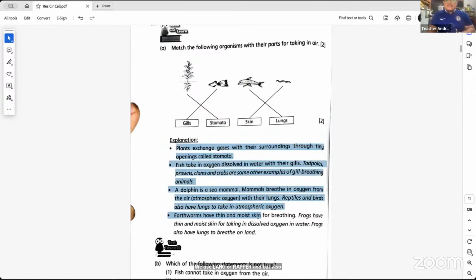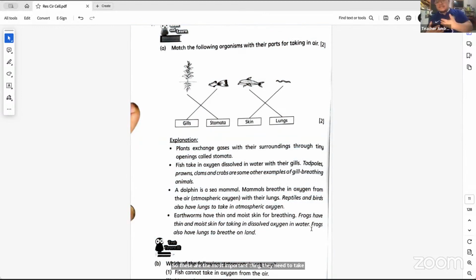These are the most important things that you need to take note of. Plants exchange gases through tiny openings called stomata. Fish take in oxygen that's dissolved in water with their gills through their mouth. Tadpoles, prawns and crabs are examples of gill-breathing animals. Dolphins, mammals, reptiles and birds use lungs. Earthworms and frogs use skin to take in oxygen in the water. But frogs don't have lungs to breathe on land.